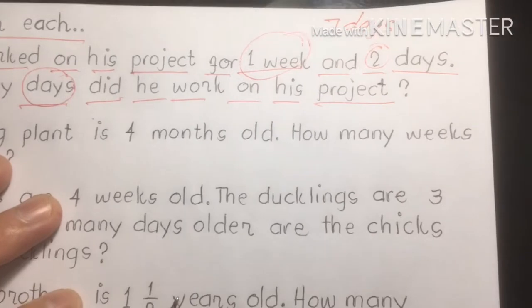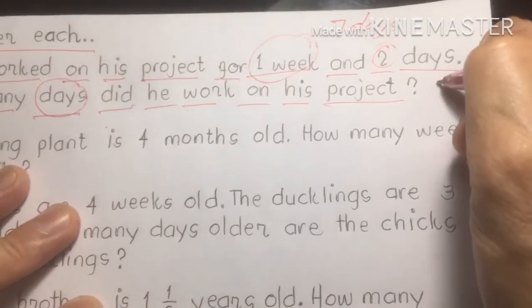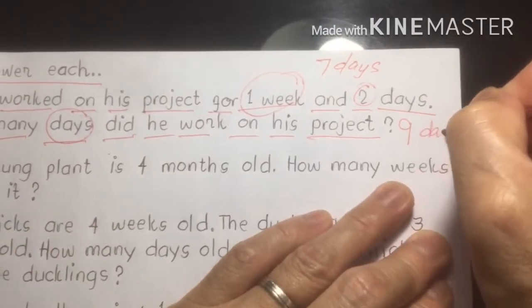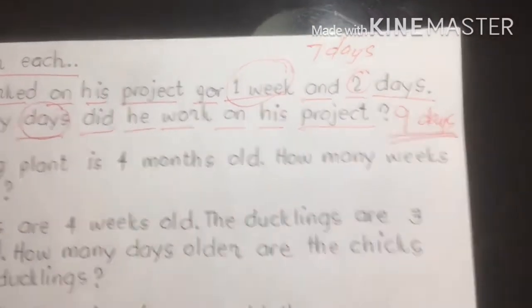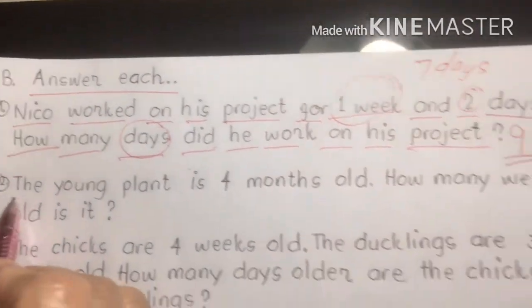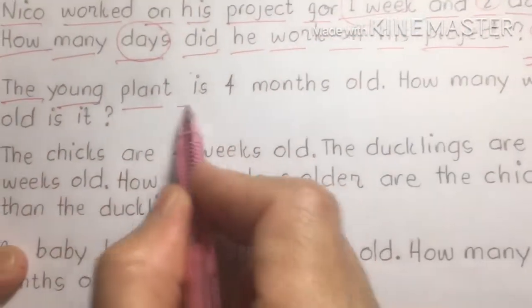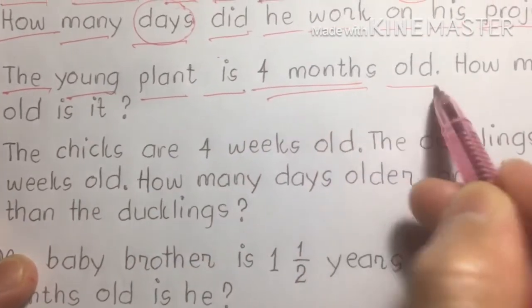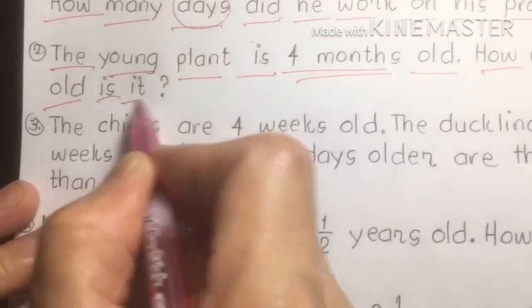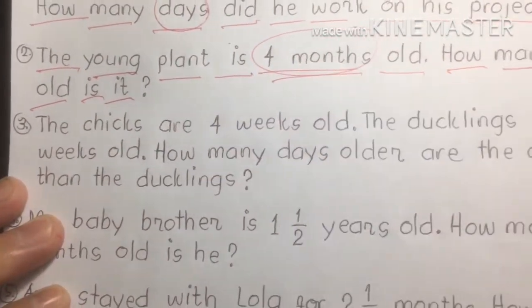So our answer now is, make it short, 9 days. Okay? That's, my dear viewers, look at first. That's easy. Number 2. The young plant is 4 months old. Question: how many weeks old is it? So from months to weeks.